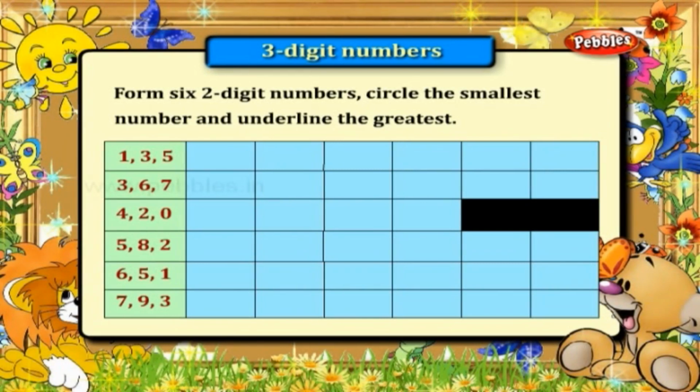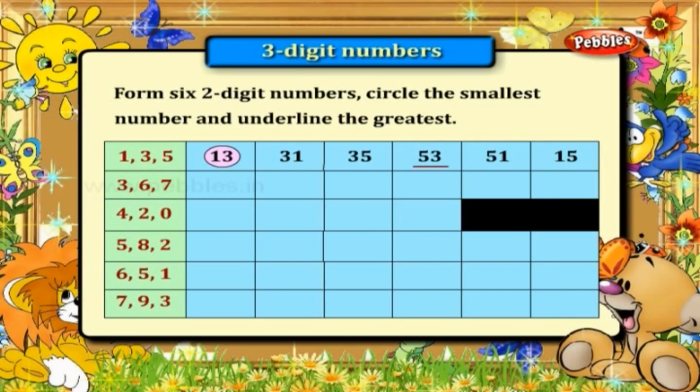Now from 1, 3 and 5, we can get 13, 31, 35, 53, 51 and 15. Here 13 is the smallest number and 53 is the greatest number.